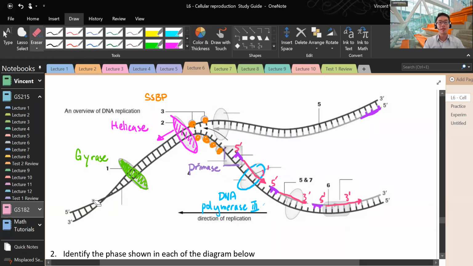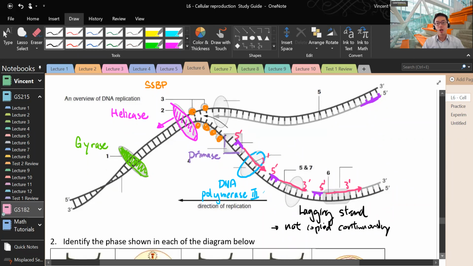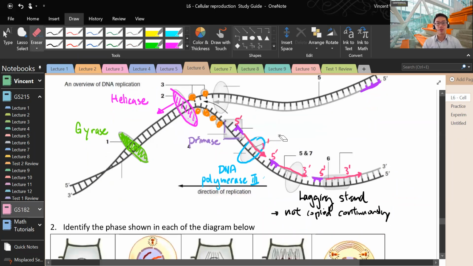Yeah, the twist was confusing me, sorry. Maybe I will take this away in the future. So this here is the lagging strand, which means it is not being copied continuously. Rather, it is being copied in fragments. You probably know by now that these fragments are called Okazaki fragments.